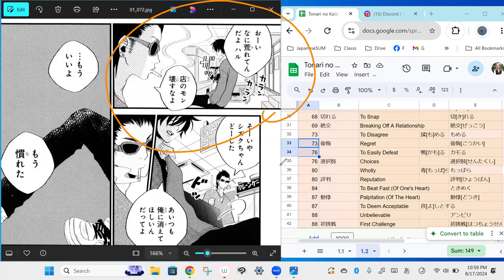Okay. Hello. We're all good now. Sorry about that. Okay. Yeah. So, it's like, hey, why have you become violent? Or like, what's with you becoming violent or rough? What does "Mise no mon kowasu na yo" mean?